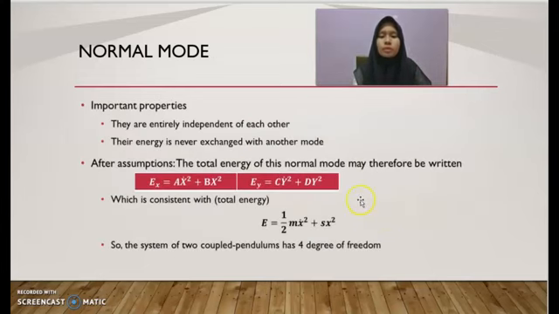So the important properties for normal modes are that they are entirely independent of each other and their energy is never exchanged with another mode. So after assumptions, the total energy of this normal mode may therefore be written as E component x equal to a_x dot squared plus b_x squared, while the E for component y equals c_y dot squared plus d_y squared. So this energy is consistent with the total energy E equal to 1/2 m x dot squared plus s x squared. So the system of two coupled pendulums has 4 degrees of freedom.